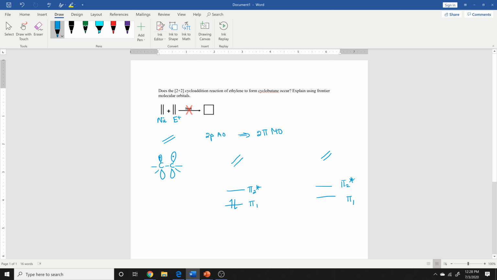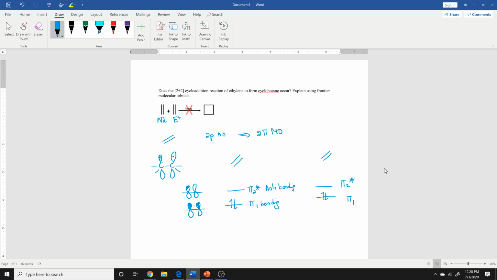Same thing for the other ethene here. It has 2 electrons in the bonding state and 0 electrons in the anti-bonding state. So this is going to be my bonding state, and that is going to be the anti-bonding state for both. Okay, so let's go ahead and draw the frontier molecular orbitals. I have 2 p orbitals over there, and those p orbitals can either completely bond with each other. This is going to be the bonding state.